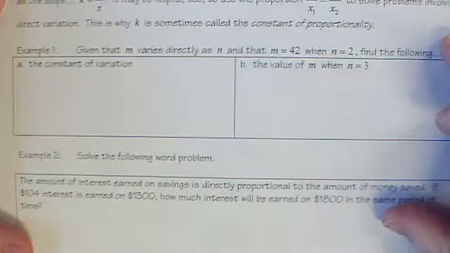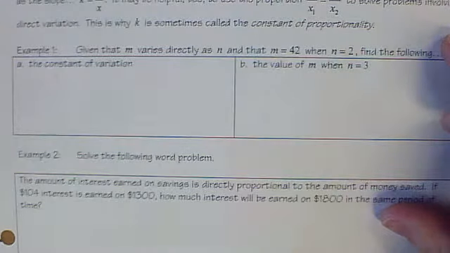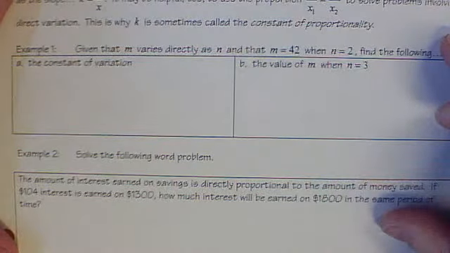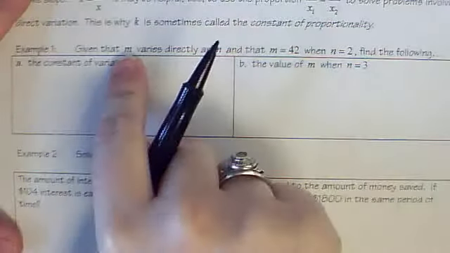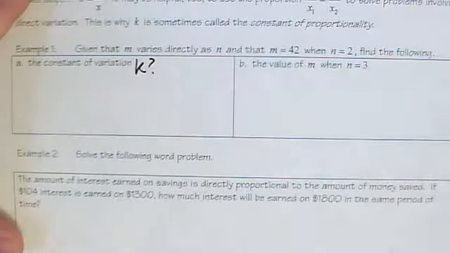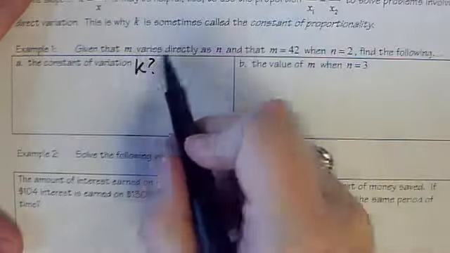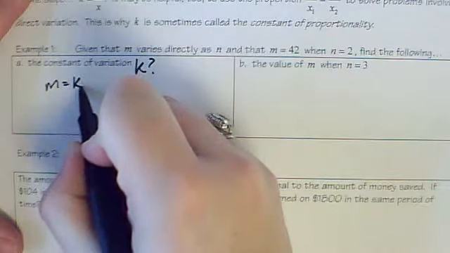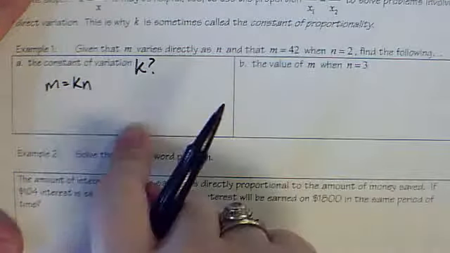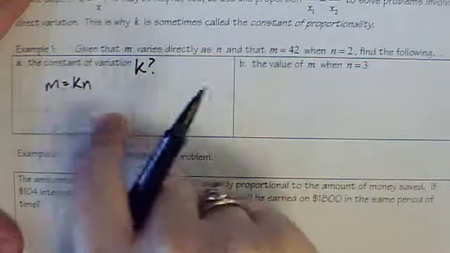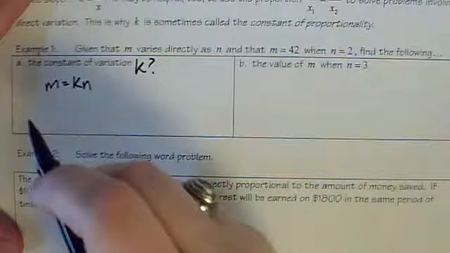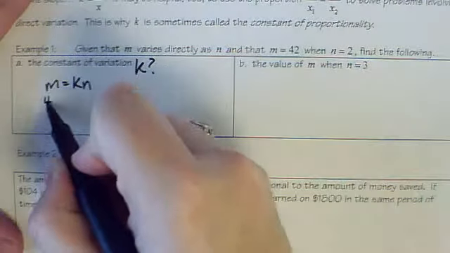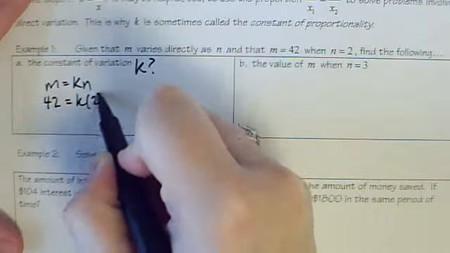Alright, so if we go down to example 1, we are given the problem: given that m varies directly as n, and that m is 42 and n is 2, I want to find the constant of variation. So that means I want to know what k is. If we use the letters that they give us, so m varies directly as n, instead of x and y I have m and n, this is the formula we're going to be using. I'm just going to take the numbers they give me, 42 and 2, and plug them back in. So 42 equals k times 2.